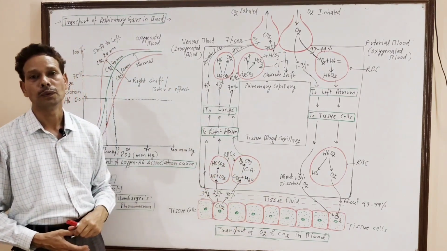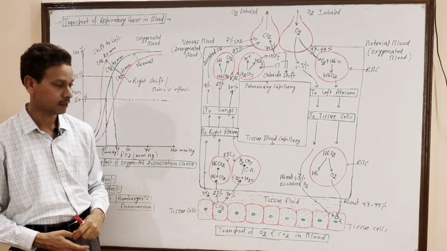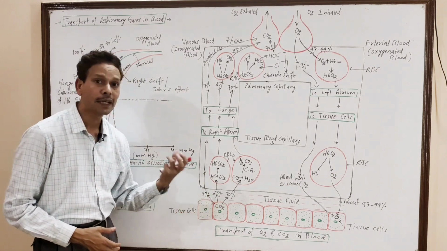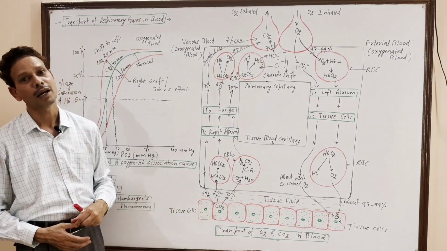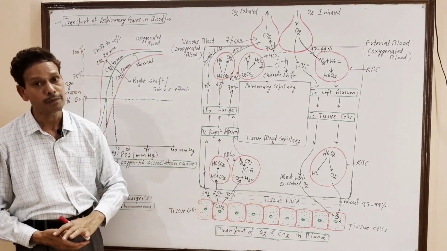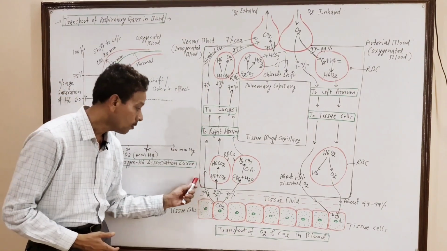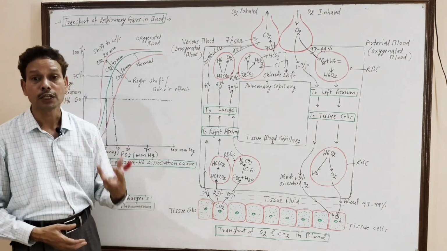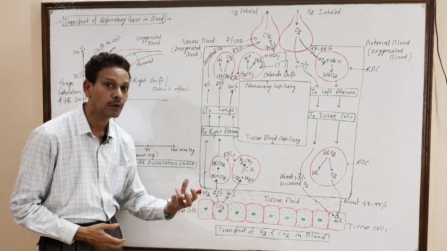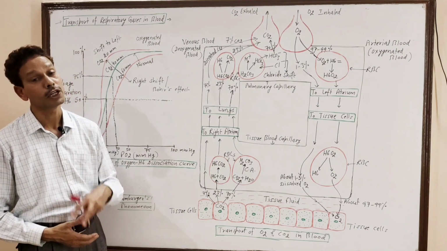Transport of CO2 occurs in three ways. About 7% of CO2 gets dissolved in blood plasma. As we know, CO2 is more soluble in blood plasma, in water, as compared to oxygen. It means about 7% of CO2 is transported in dissolved form.